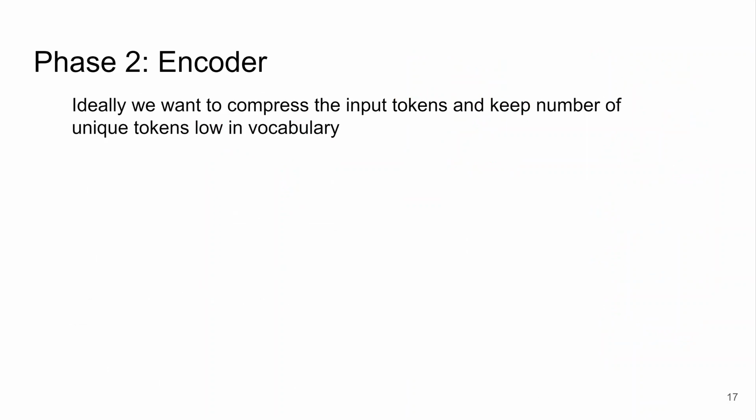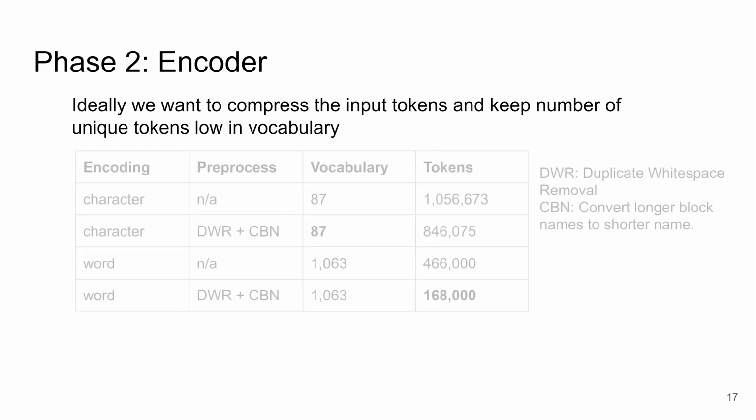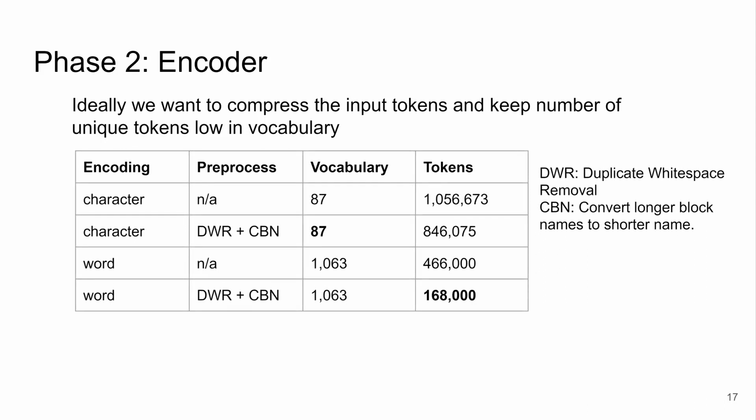Next, as a neural network expects numeric sequences as inputs, we transform all the seed models into a sequence of fixed size feature vectors. Ideally, we want to compress the input text, keeping the number of tokens in the vocabulary low. So to understand how different encoding schemes affect the size of tokens and vocabulary, we took 30 Simulink models and encoded them using character and word level encoding. The results suggest that character level encoding in combination with other pre-processing steps keeps the vocabulary size small, while word level encoding maintains the size of tokens.